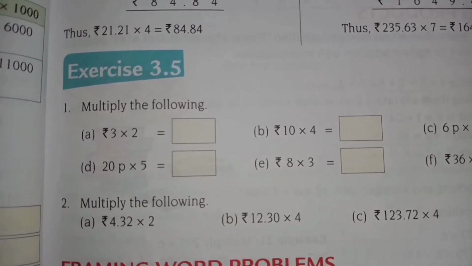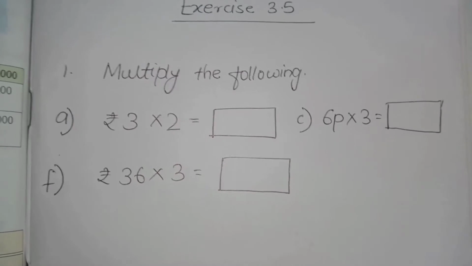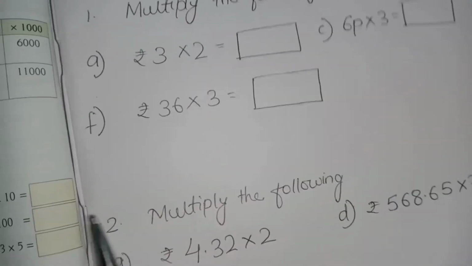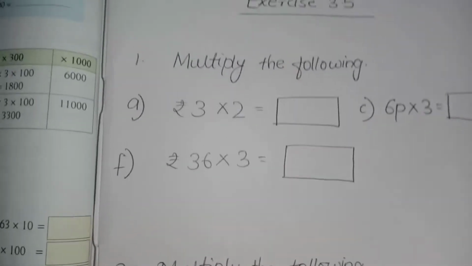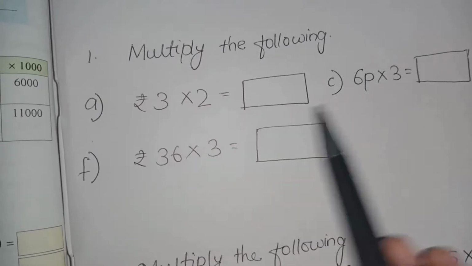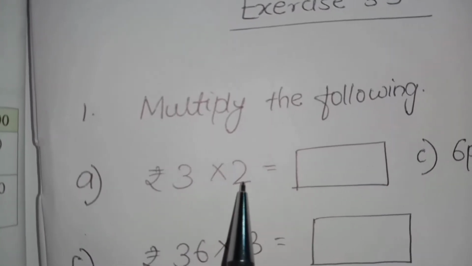So now let's start. Exercise 3.5, question number 1, multiply the following. In this question we are going to multiply. We have to fill these boxes. So I have taken these three questions to show you. Number A, this one is a symbol of rupees. So rupees 3 into 2.